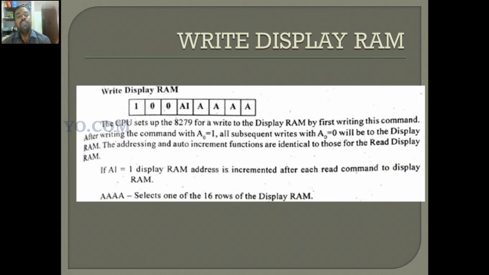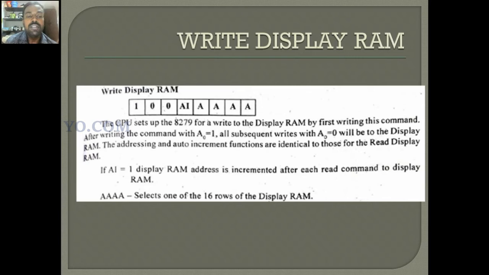The CPU sets up the 8279 for writing to display RAM by first writing this command. First we write this command, and only then can we write the data into display RAM. After writing this command with A0 equal to 1, all subsequent writes with A0 equal to 0 will be to display RAM. The addressing and auto increment functions are identical to those for read display RAM.